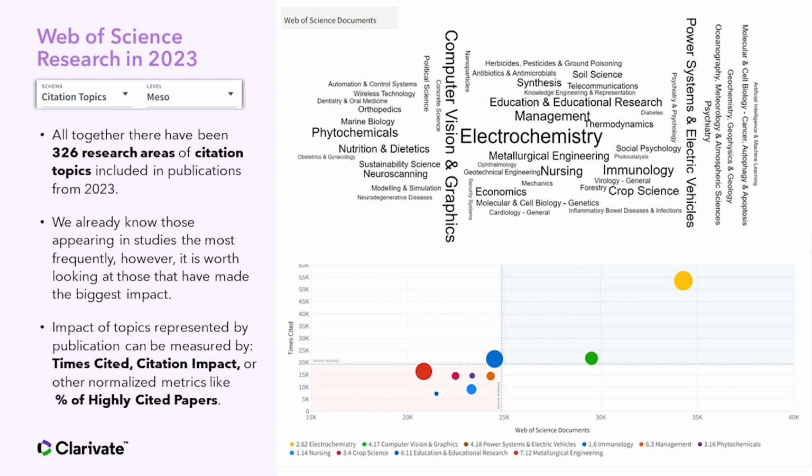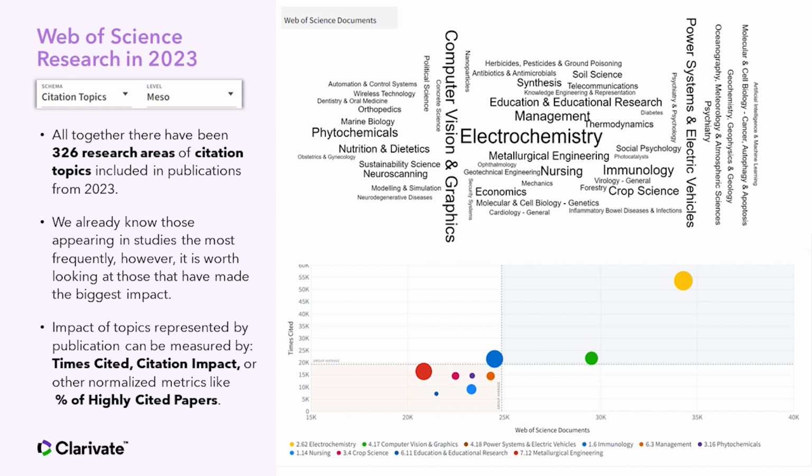And the size of the circle is pretty big, meaning that in this field, the proportion of highly cited papers, meaning papers in the top 1%, is also quite high when compared to other fields. The red one is interesting, metallurgical engineering. Lower volume of publications, lower volume of citations. It's below the group average in both cases. But the proportion, the size of the bubble, is almost the same as the blue one.